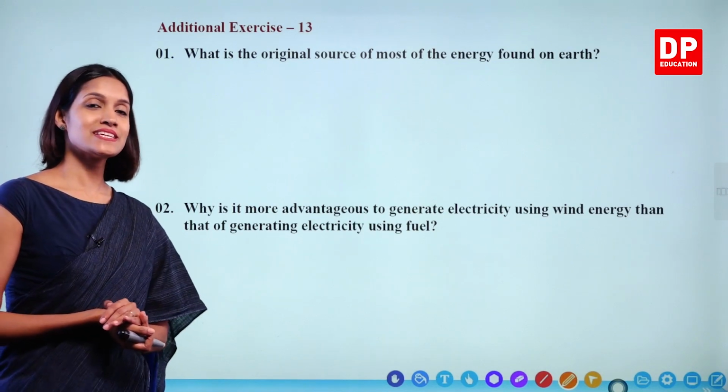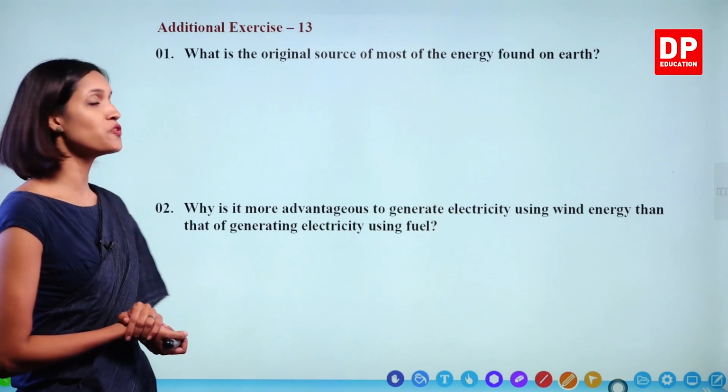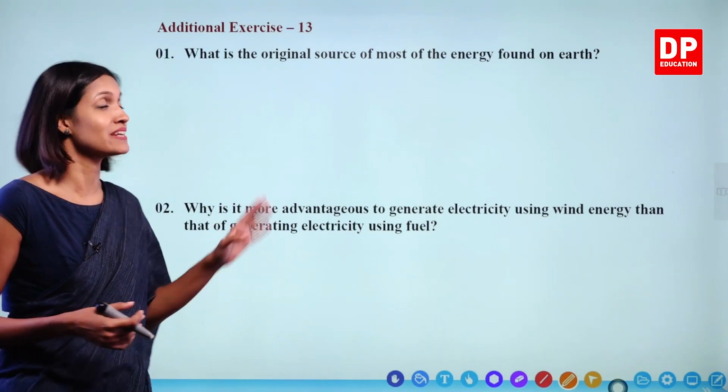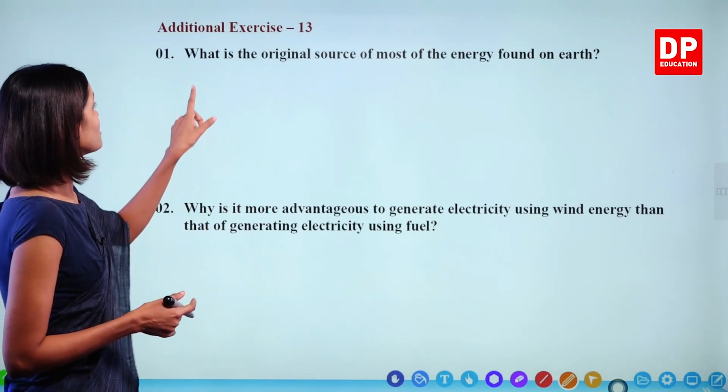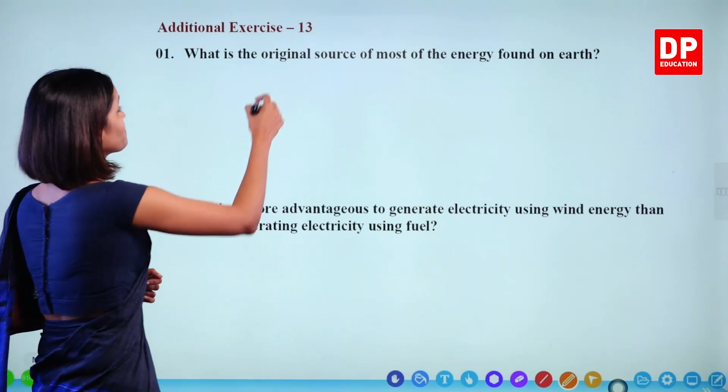Okay, children, next exercise. What is the original source of most of the energy found on Earth? Now you all know the answer for this one. What is the original source, children? That is the sun, right? The original source of most of the energy found on Earth is the sun.